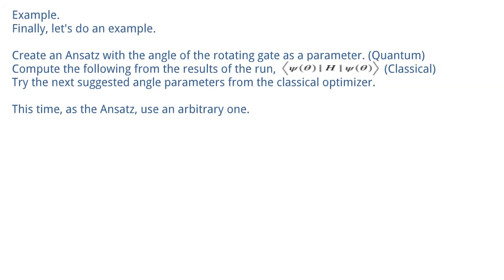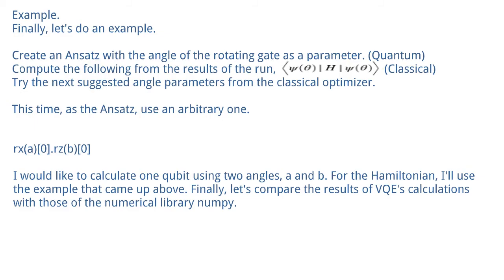Example. Finally, let's do an example. Quantum: create an ansatz with the angle of the rotating gate as a parameter. Compute the following from the results of the run: ⟨ψ(theta)|H|ψ(theta)⟩. Classical: try the next suggested angle parameters from the classical optimizer. This time, as the ansatz, use an arbitrary one: RX(a) 0, RZ(b) 0. I would like to calculate one qubit using two angles, a and b. For the Hamiltonian, I'll use the example that came up above.